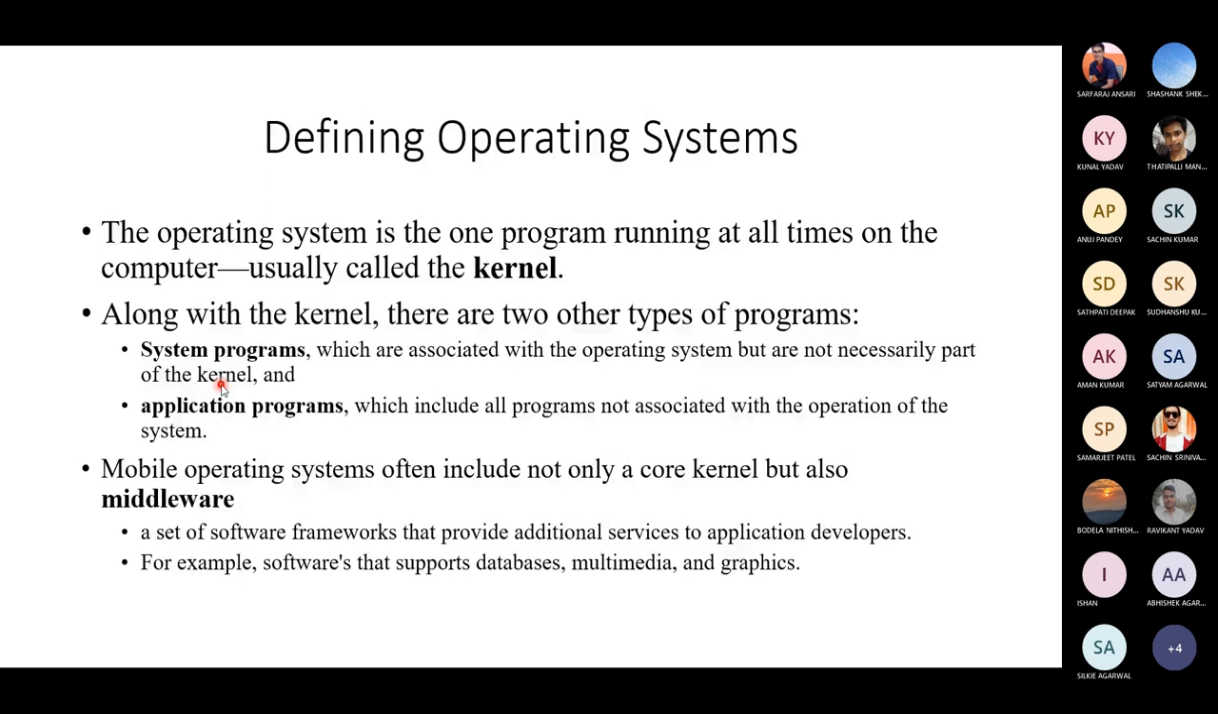If you look at a mobile operating system, it often includes not only a core kernel, but also middleware. In a mobile operating system it's slightly different, we get middleware. The middleware is a set of software frameworks that provides additional services to application developers. For example, software that supports your database, software that supports your multimedia, software that supports your graphics, and so on and so forth. They are all middleware, which comes exclusively with respect to mobile operating systems.